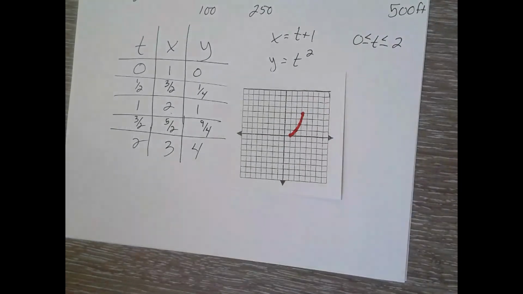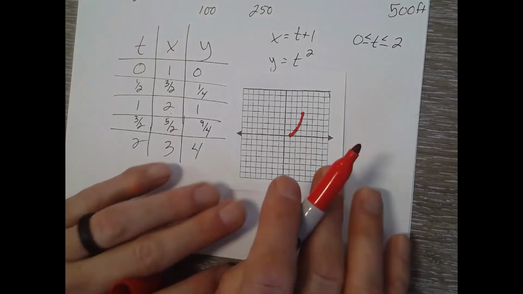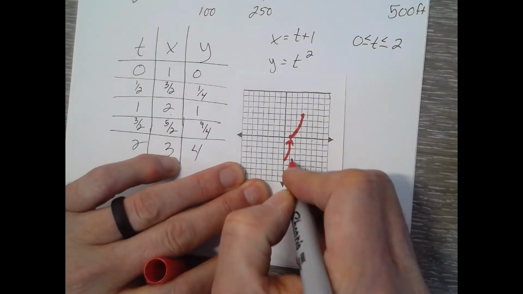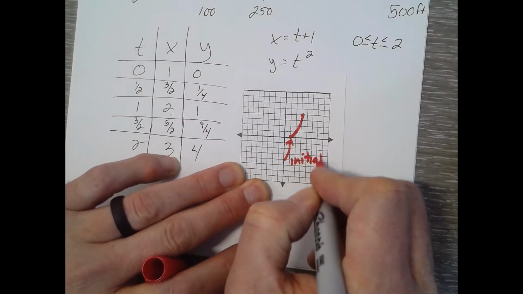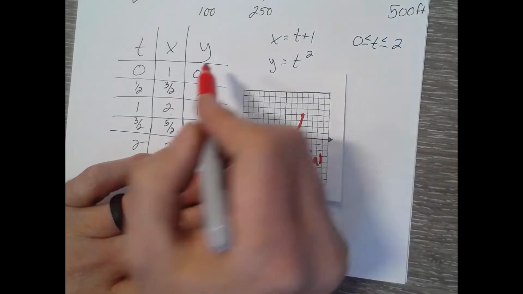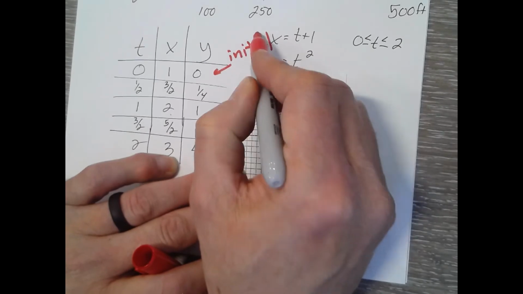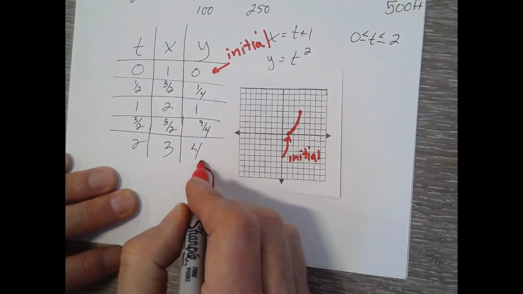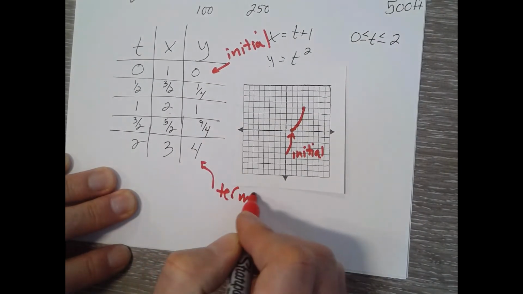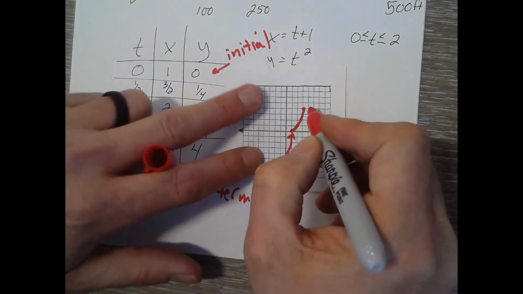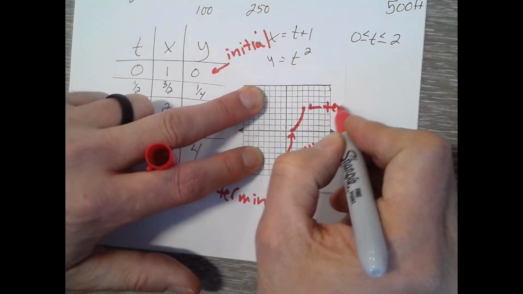Okay, so there are two differences with parametric graphs. One difference is you may have initial points and terminal points. In this case, we do have an initial point. That's my initial right there at 1 comma 0. This right here is your initial. And terminal means the end. This right here is your terminal point. And here's my terminal right there.